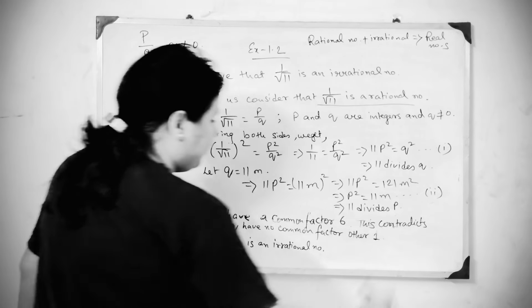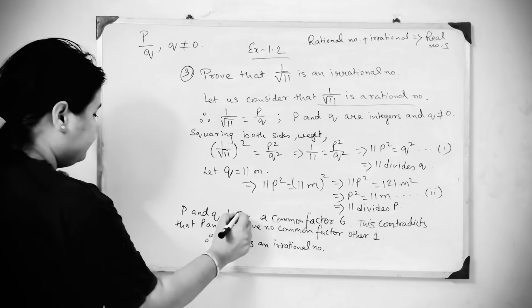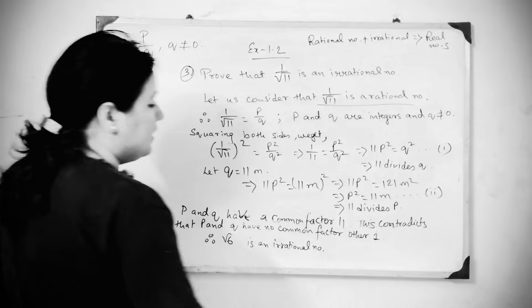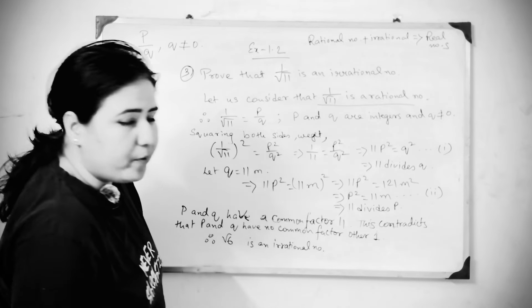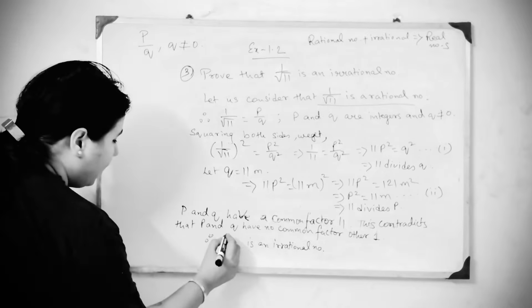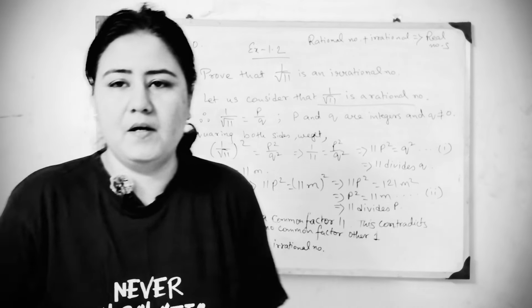11 divides p. So finally we can conclude that p and q have a common factor, that is 11. This contradicts that p and q have no common factor other than 1. So our final answer is that 1 by root over 11 is an irrational number.